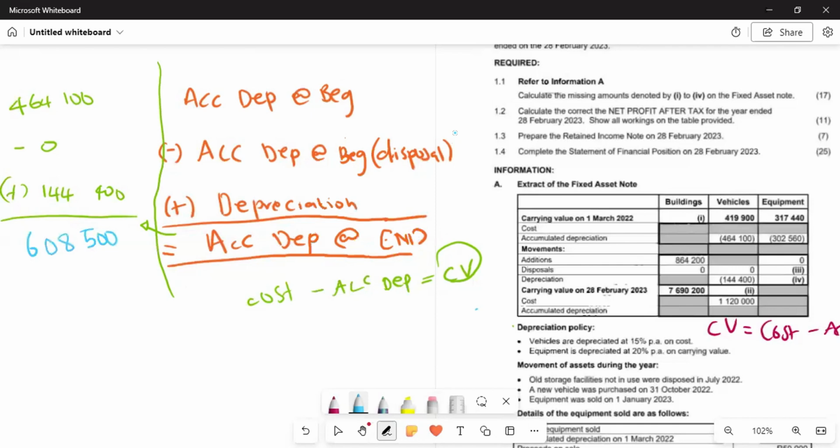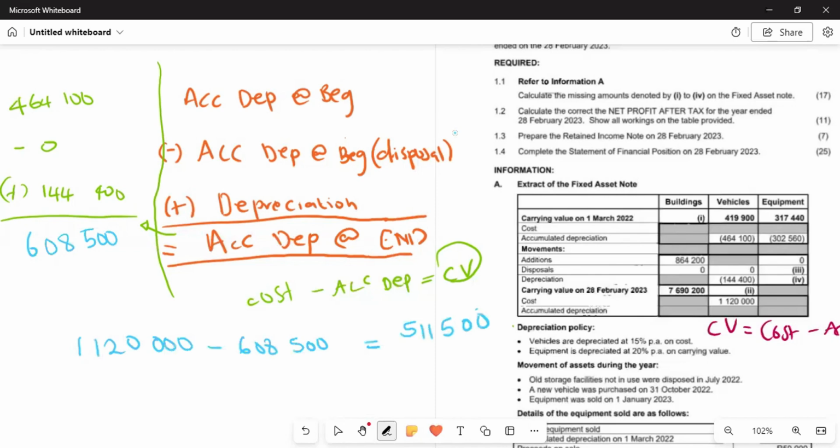Remember, I said I need to take my cost at the end of the year. So I need to take 1,120,000 and subtract 608,500 to find my carrying value at the end. 1,120,000 minus 608,500 is equal to 511,500. This is our carrying value at the end of the year.